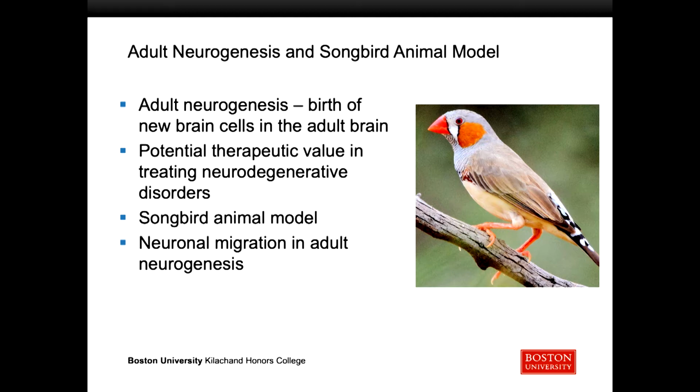And specifically what we're interested in studying is this process of neuronal migration. In adult neurogenesis, cells are born, they migrate across the brain into their site of integration, and then they integrate and differentiate.